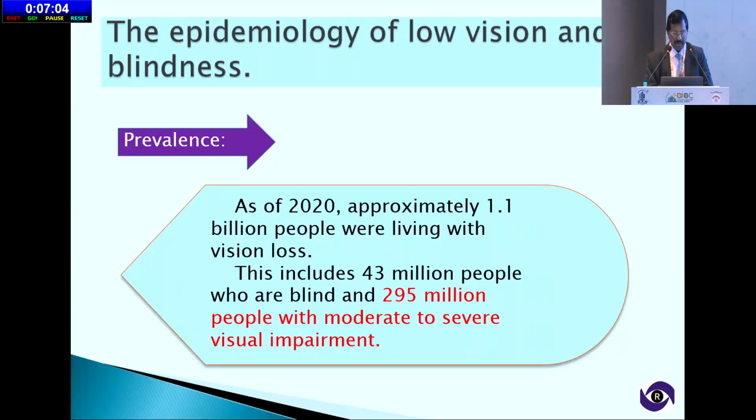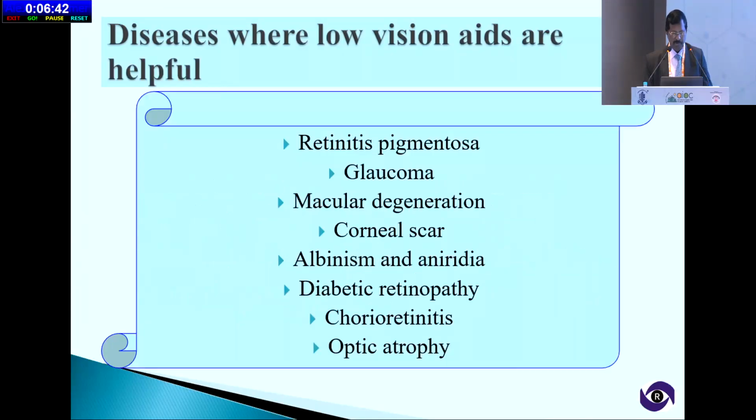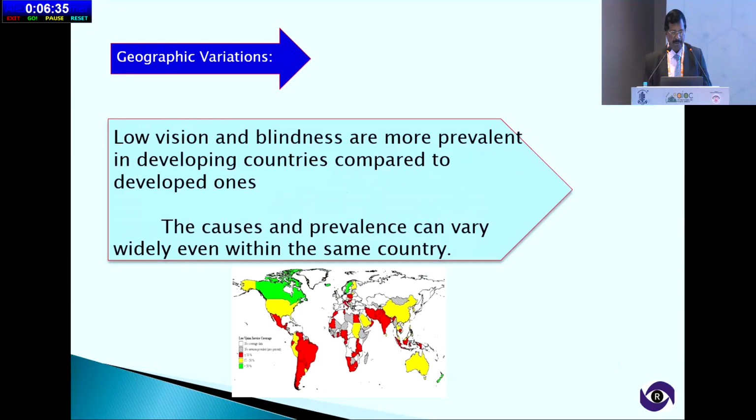Epidemiology was already discussed: as of 2020, approximately 1.1 billion people were living with vision loss, and out of these 43 million are totally blind and 295 million have moderate to severe vision impairment. We are concerned with this low vision. My friends have already discussed the causes of blindness and low vision, so I don't want to go into details. There is also a lot of geographic variation.